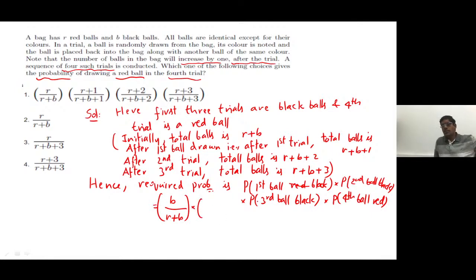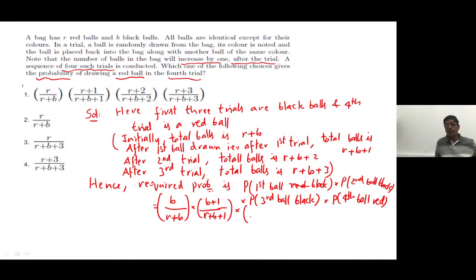So second ball is black. Before that the total ball says R plus B plus 1. So one ball from the total balls R plus B plus 1 can be drawn in R plus B plus 1 C1 ways, that is R plus B plus 1. Now at this stage there are B plus 1 black balls. One black ball from B plus 1 black balls can be drawn in B plus 1 C1 ways. B plus 1 C1 means B plus 1 into.